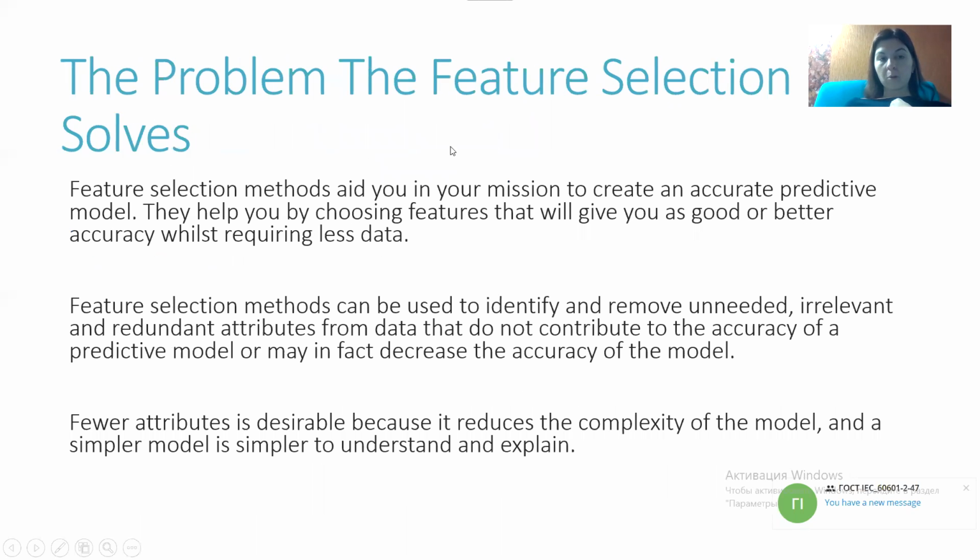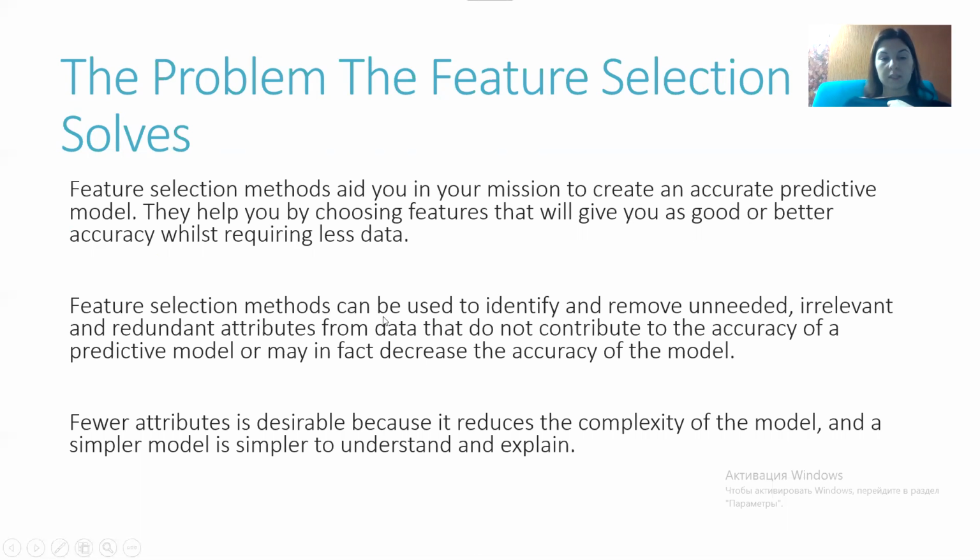Feature selection methods aid you in your mission to create an accurate predictive model. They help you by choosing features that will give you as good or better accuracy whilst requiring less data, because it's really good to create the simplest model you may perform.